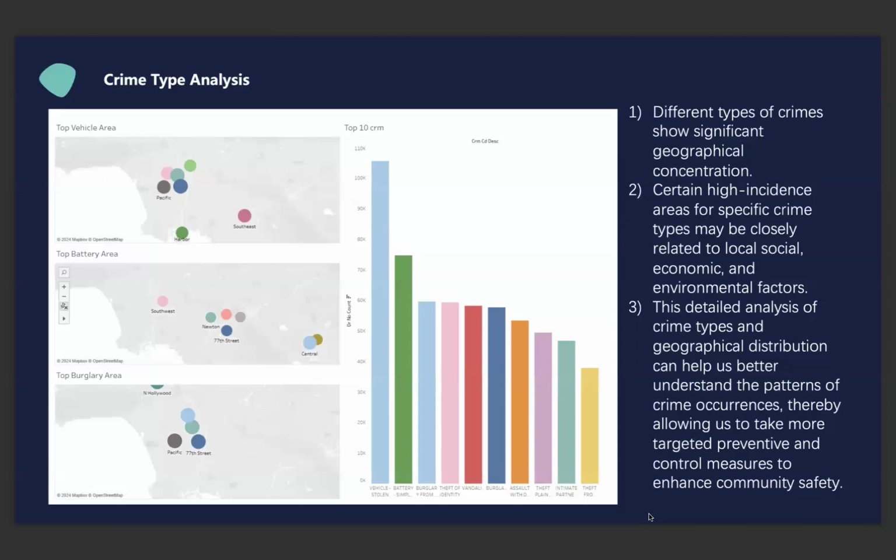This concentration indicates that certain factors in these areas may make vehicles more susceptible to theft. Then for simple assault, the high incident areas include Southwest Newton and 77th Street. The concentrated distribution in these areas may be related to local population density, economic conditions, and other factors. And then for burglary, crimes mainly occurred in North Hollywood, Pacific, and 77th Street. The concentration in these areas may be associated with the housing structure, security measures, and other relevant factors. All right, next.